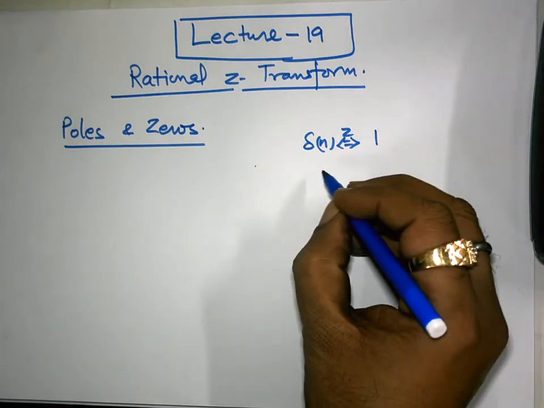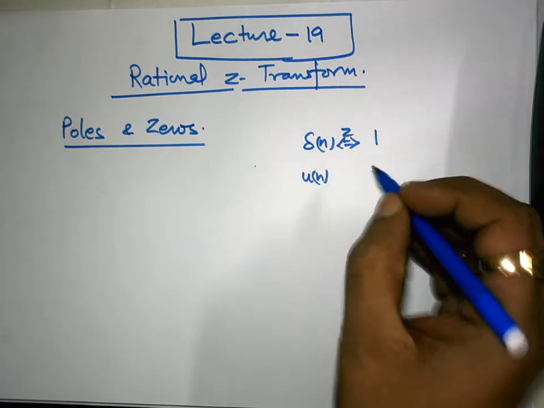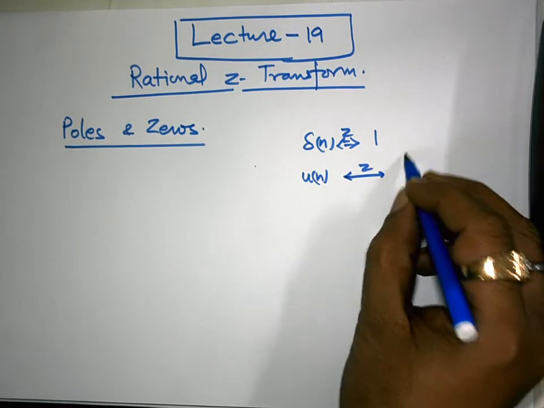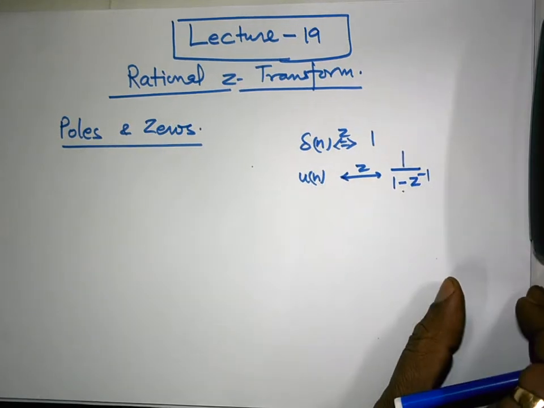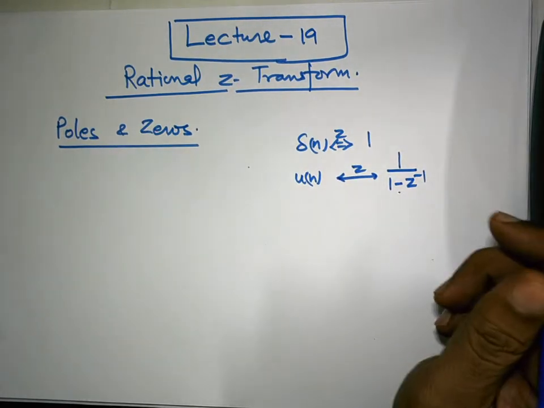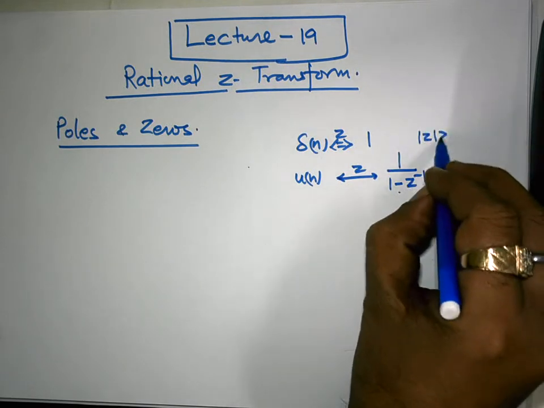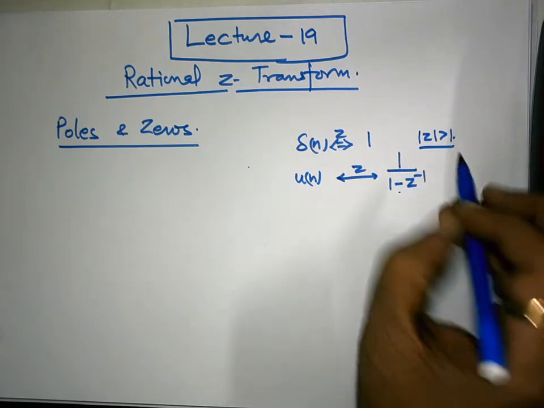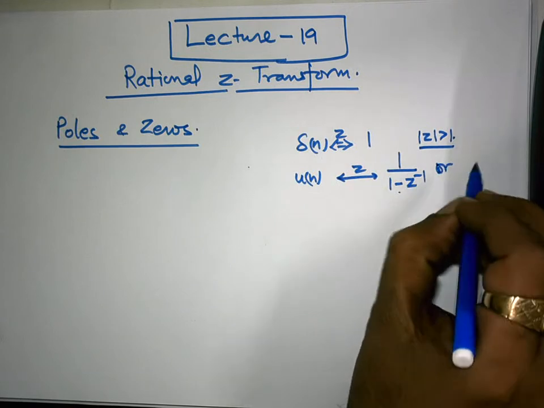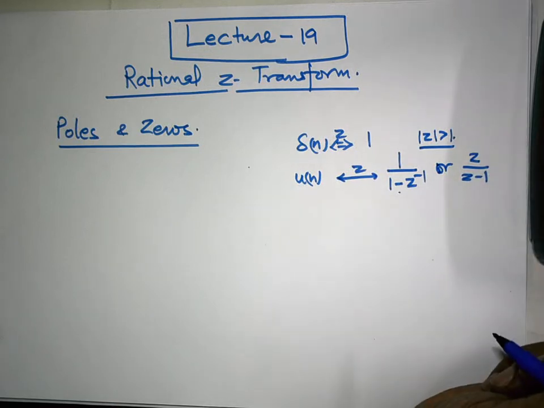And if you see the z transform of the signal u n, it happens to be 1 over 1 minus z inverse, and the region of convergence is mod z greater than unity. Or you can also express this z transform in the form of z over z minus 1. This is also a correct expression for its z transform.